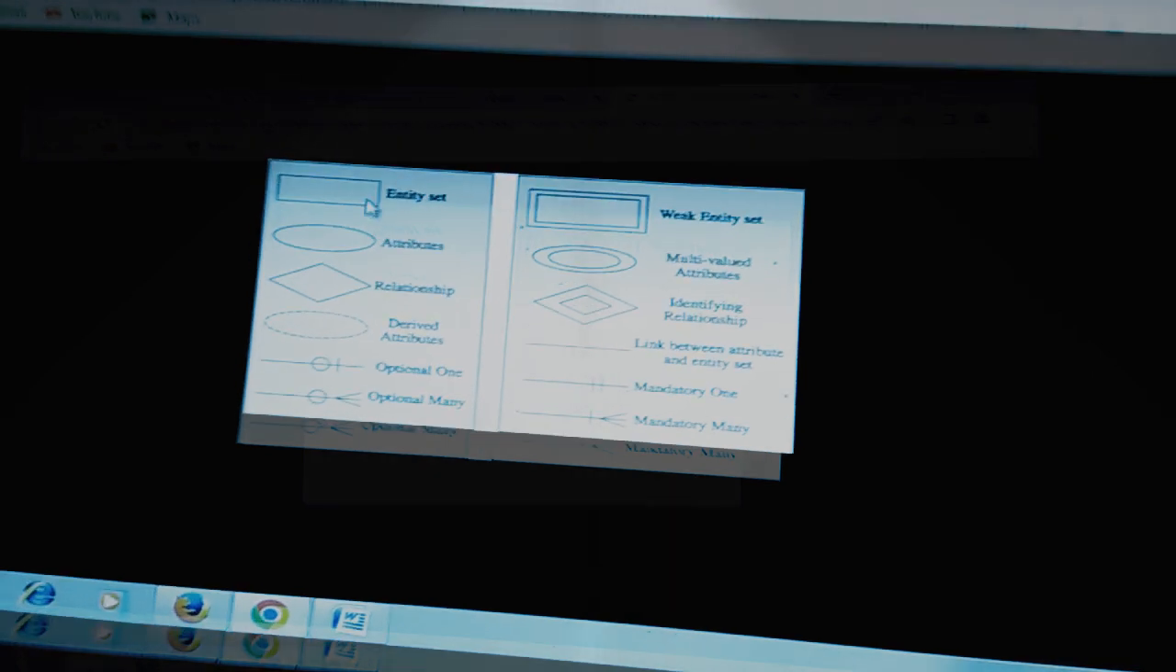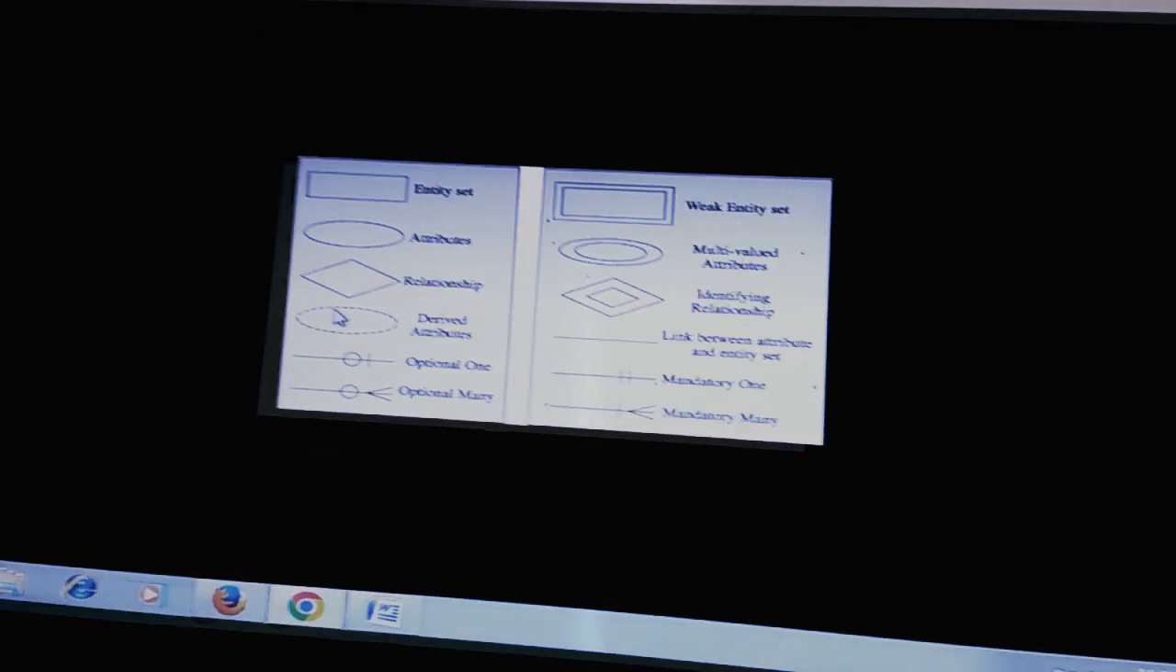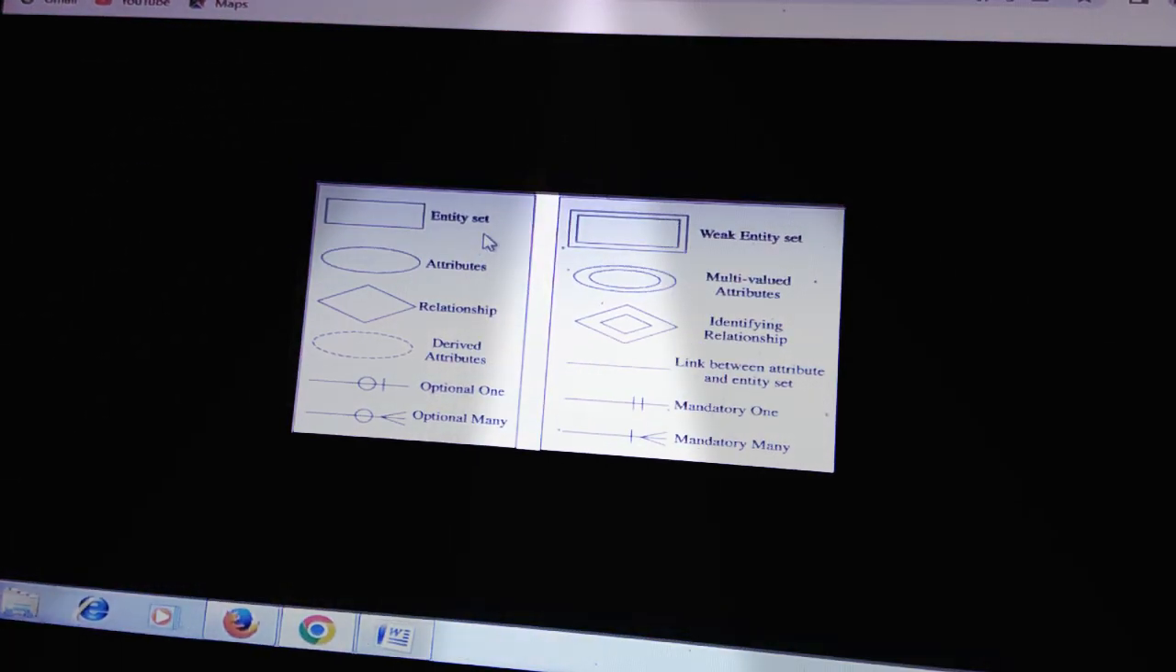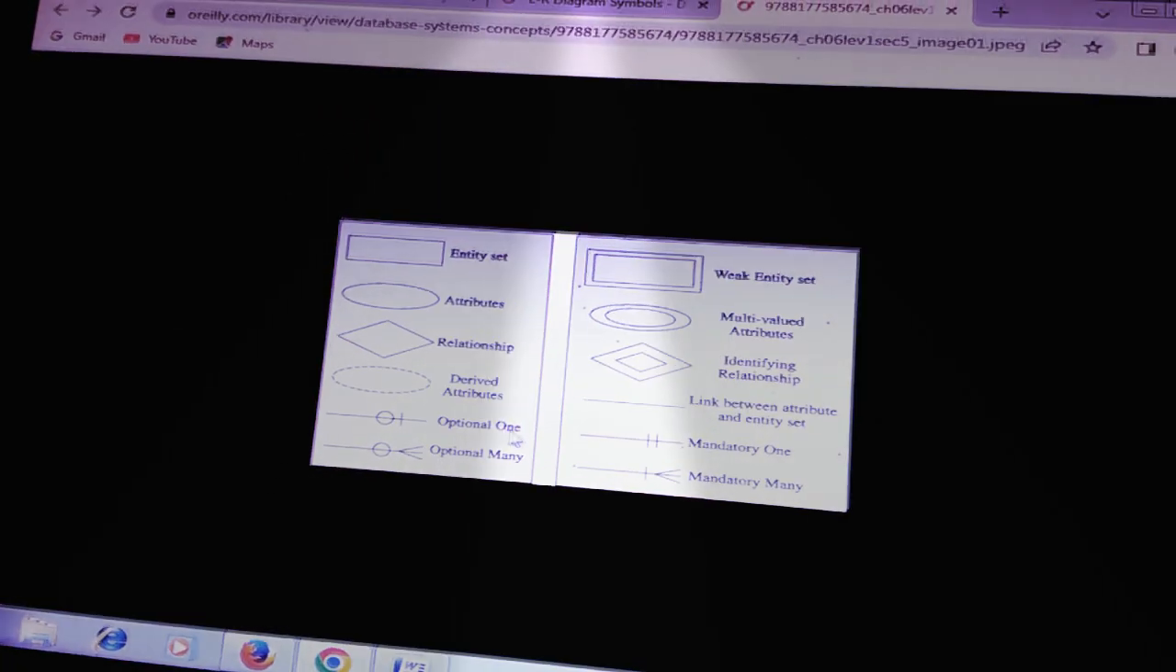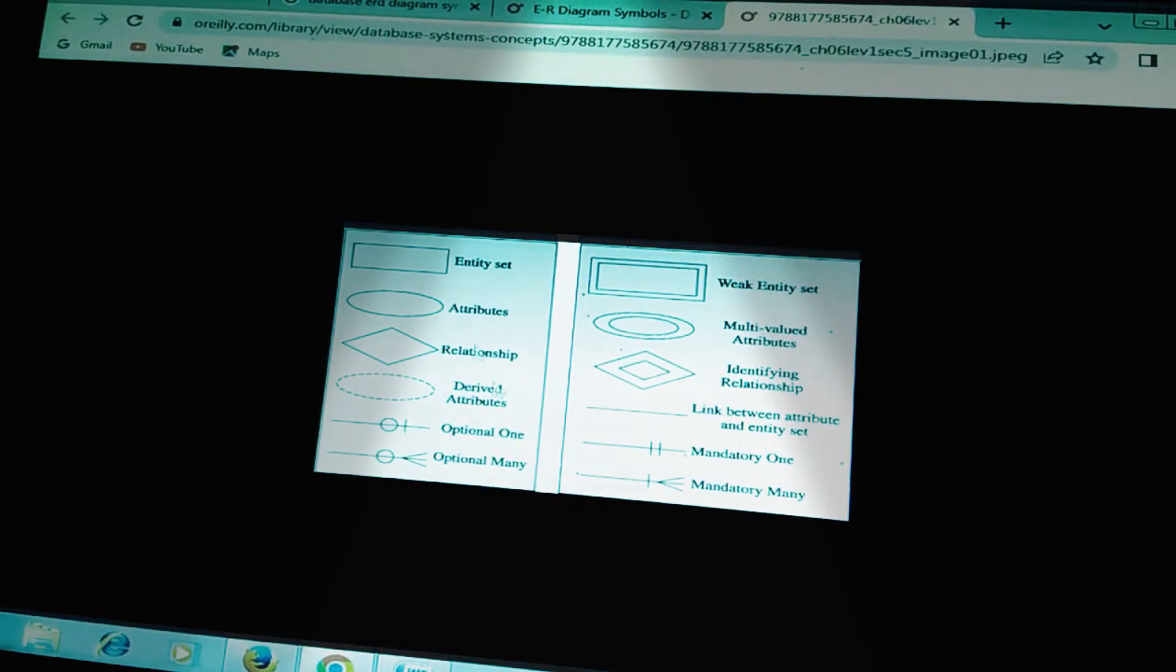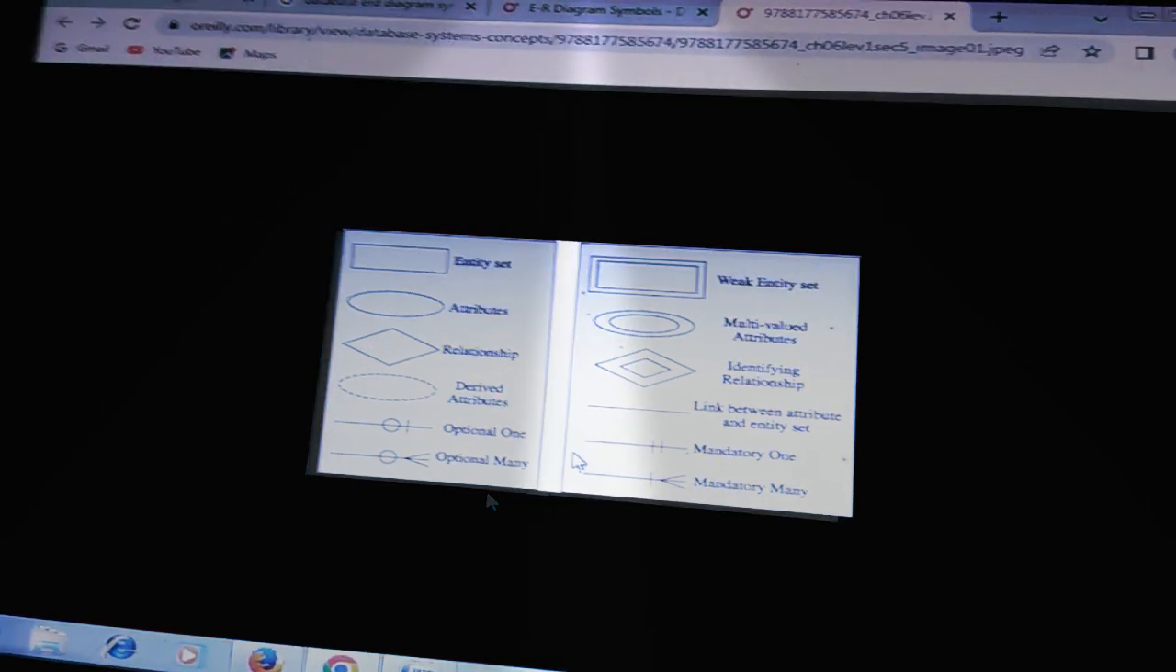Next is derive. What is meant by derive? Derive is a second attribute used in an entity set, called a derived attribute, created from another attribute. Third is optional one, which is the only one option for the entities. Optional many means many attributes in the entities are optional.